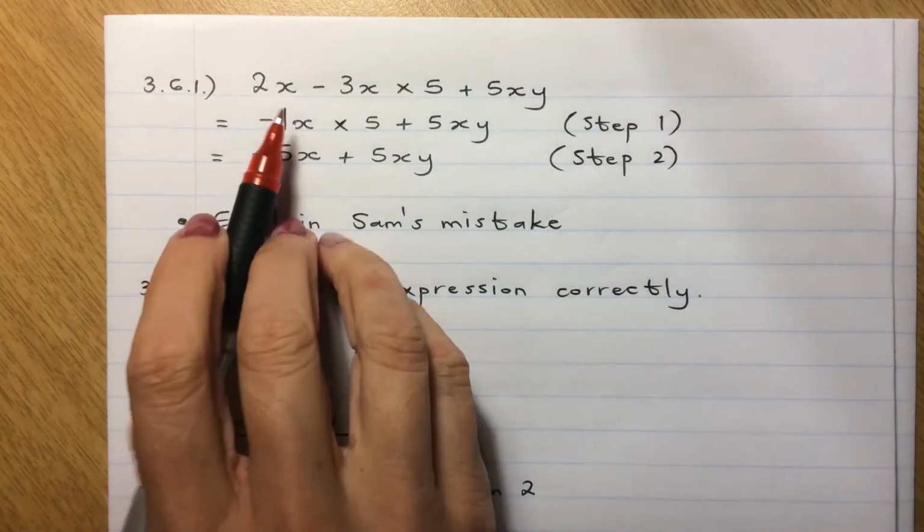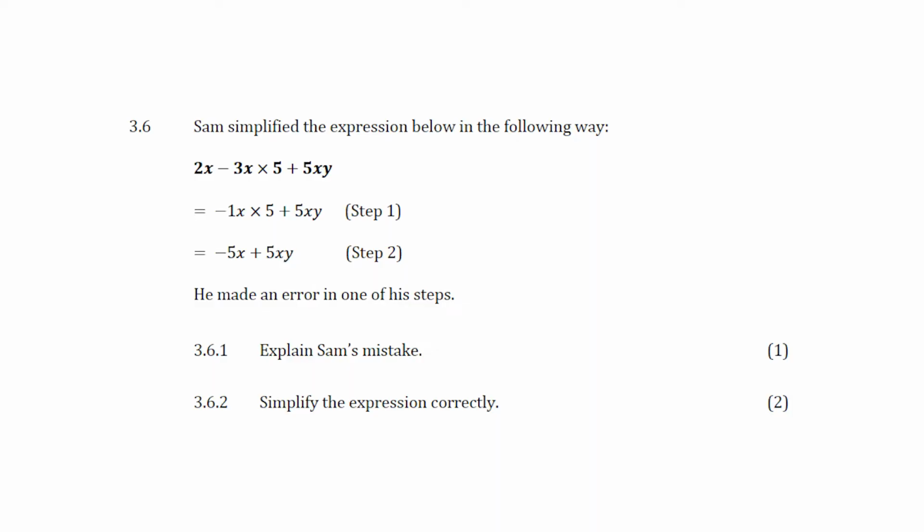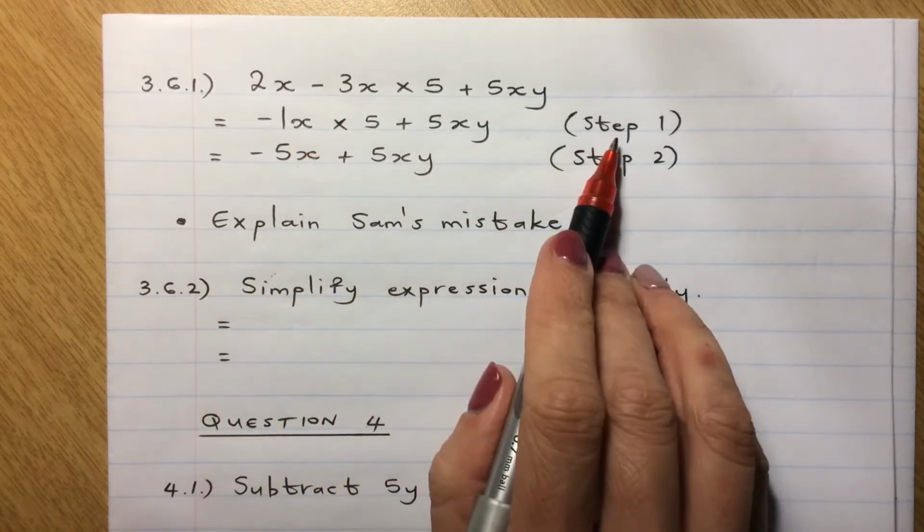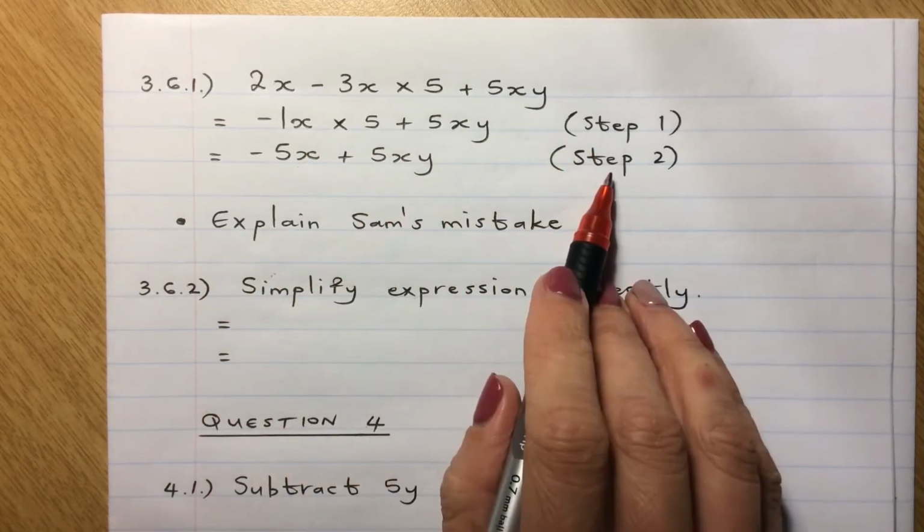Right, 3.6.1. This was about Sam simplifying an expression in an incorrect way. All right, so we told you what step 1 is that he wrote down, and then step 2.